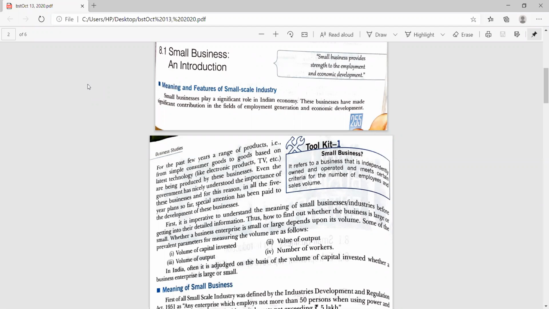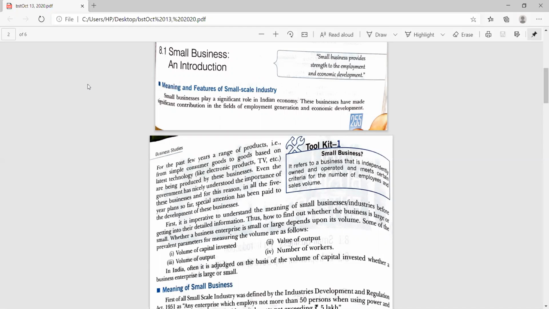It means our economy is more based on small scale industry. So we can say small businesses play a significant role in the Indian economy. These businesses have made a significant contribution in the field of employment generation as well as economic development. If you look around, you find in the market so many shops, so many workers, so many factories, so many laborers working there. The small scale business provides employment to those people. And whatever they produce adds to the GDP of the economy, so it is also helpful in economic development.